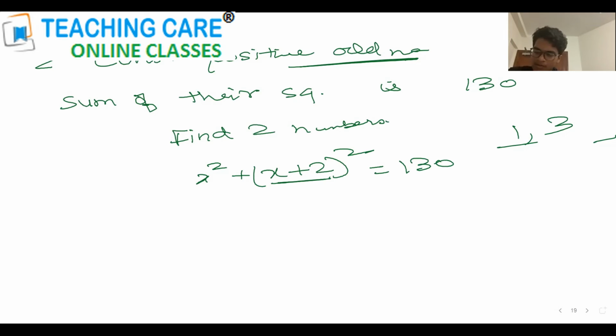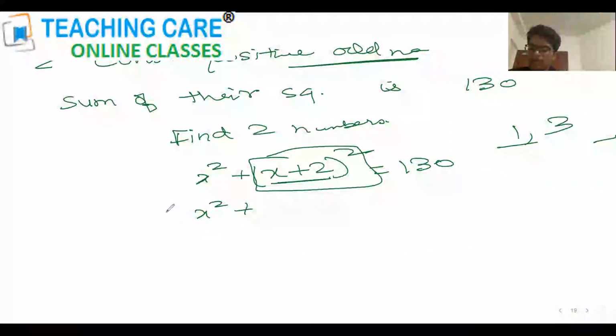After simplifying that, I got 2x square plus 4x plus 4 equals 130. You can take 130 to the left and then solve it.